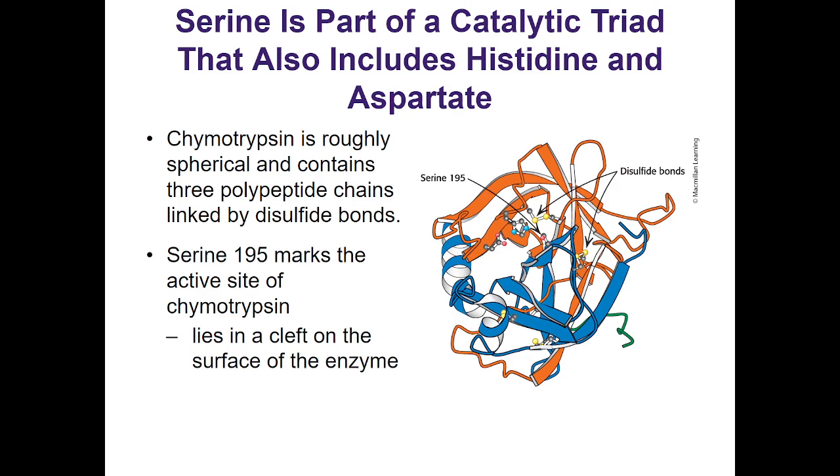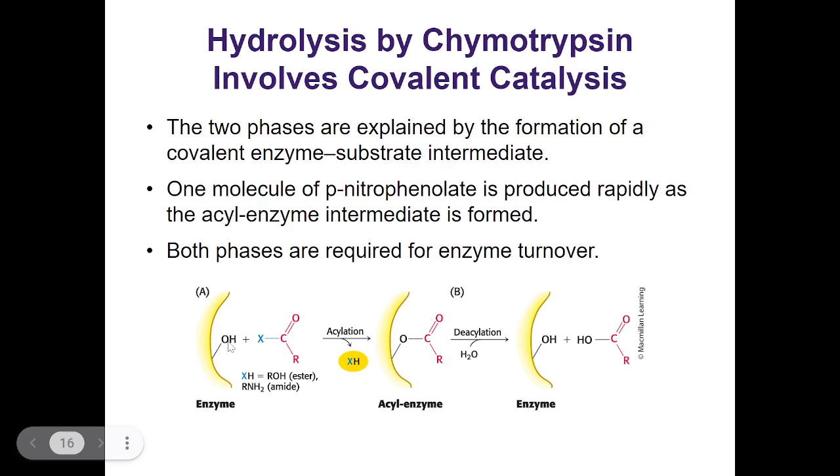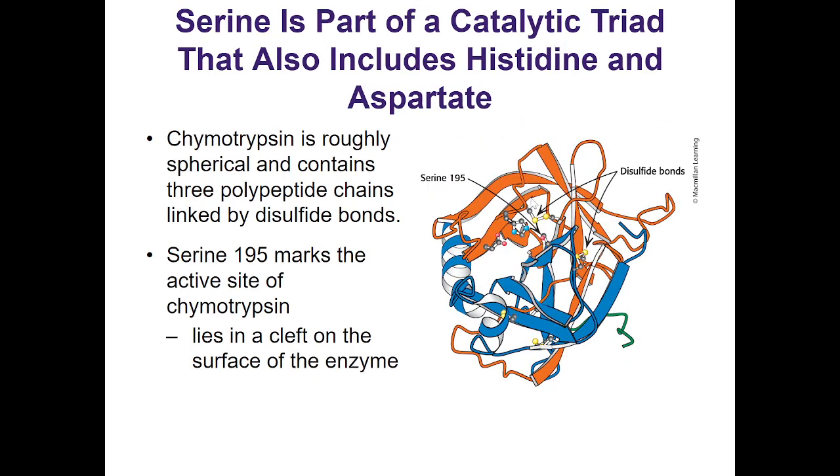So right here we have the chymotrypsin again. These again are these disulfide bonds that we had discussed. And then this is the serine that's going to do that reaction that we had just shown and discussed. Again, that's that serine right there. And so again, the chymotrypsin is going to be roughly spherical. It's going to contain 3 polypeptide chains. These chains were linked by disulfide bonds. Those are the disulfide bonds right there and there. This is that serine again. That's the 195. That's the active site of the chymotrypsin.